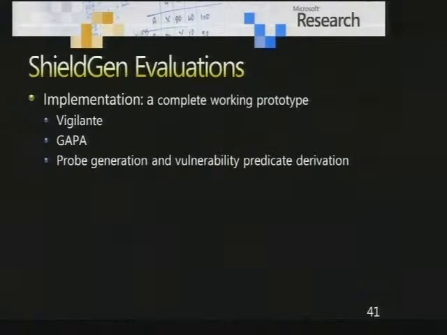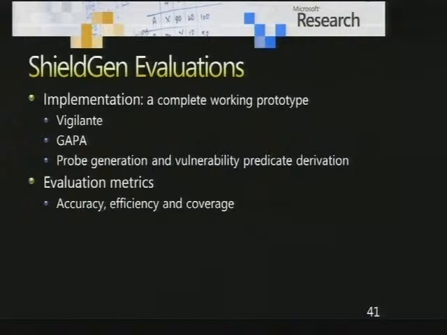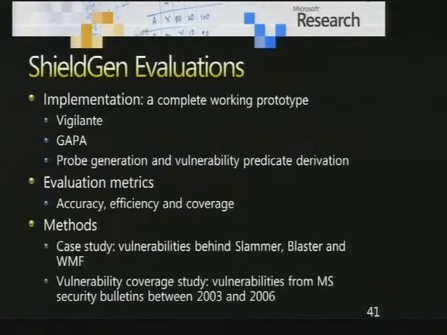So for ShieldGen, we implement a prototype based on Vigilante and GAPA, and we implement a standalone component to do the probe generation and the vulnerability predicate derivation. And we evaluated ShieldGen based on three metrics: first accuracy, efficiency, and coverage. We do it in two ways.